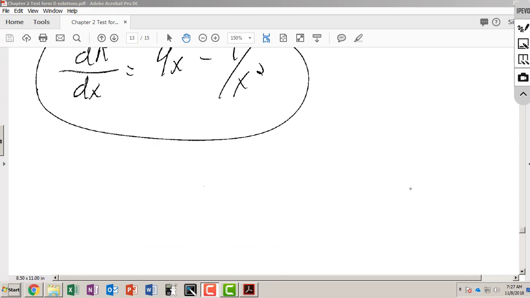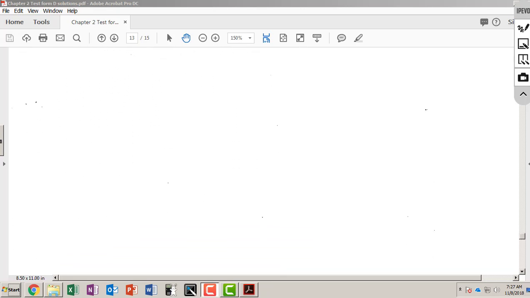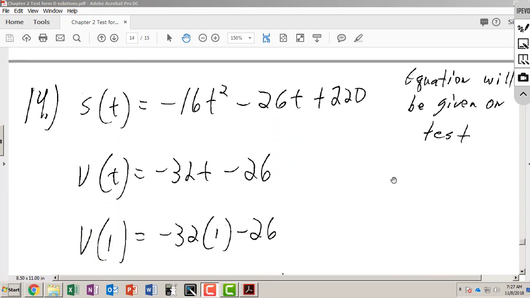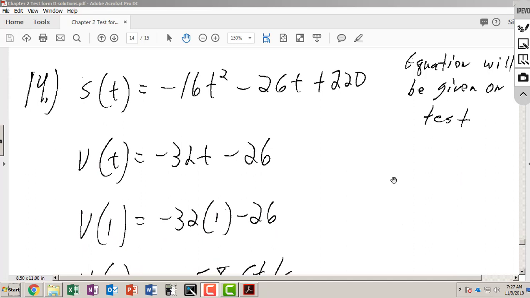On this next problem, number 14, it says that we have this equation: s of t equals negative 16t squared minus 26t plus 220. So number 14 says an object is thrown straight down from the top of a 220-foot building with an initial velocity of 26 feet per second. Write the position equation for the movement described.